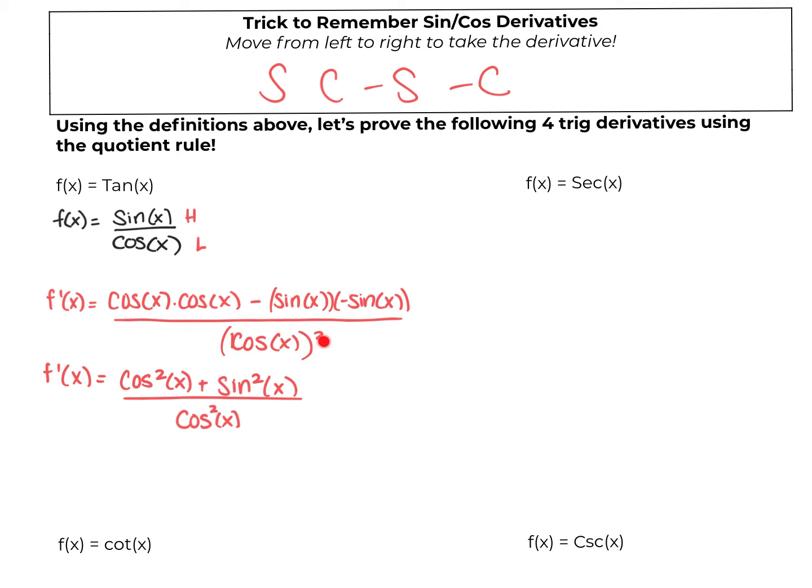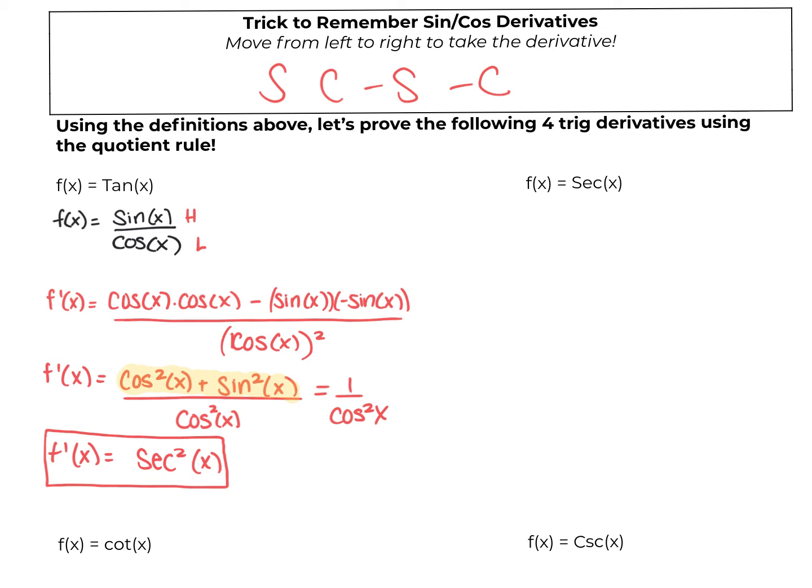Remember, we can write the squared on the outside or the squared on the inside. So cosine squared plus sine squared. This is actually a Pythagorean identity. So you have to remember that cosine squared plus sine squared is actually 1. So this is really 1 over cosine squared. And we know that 1 over cosine is, in fact, secant. And since it's squared, we could say secant squared of x. So this is the derivative of secant squared. Oh, excuse me, the derivative of tangent is secant squared of x.